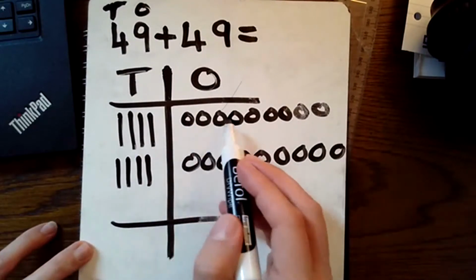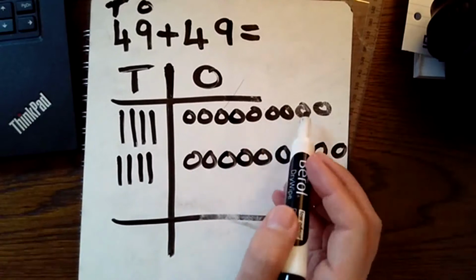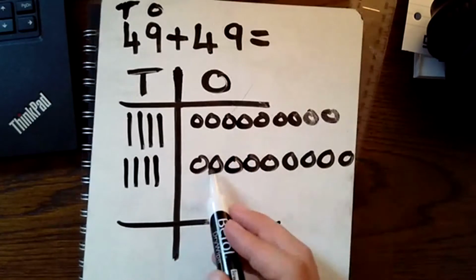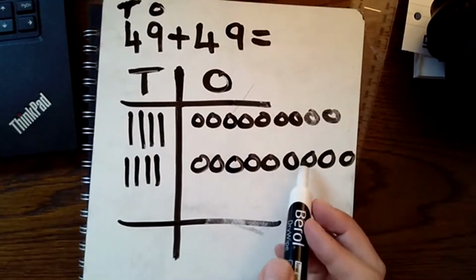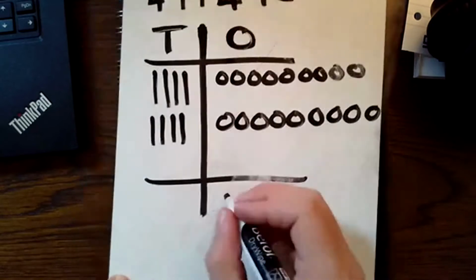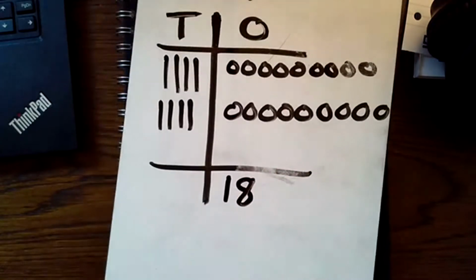Well, 1, 2, 3, 4, 5, 6, 7, 8, 9, 10, 11, 12, 13, 14, 15, 16, 17, 18. Look, I've got 18 ones, which I'm going to write in my ones place value.